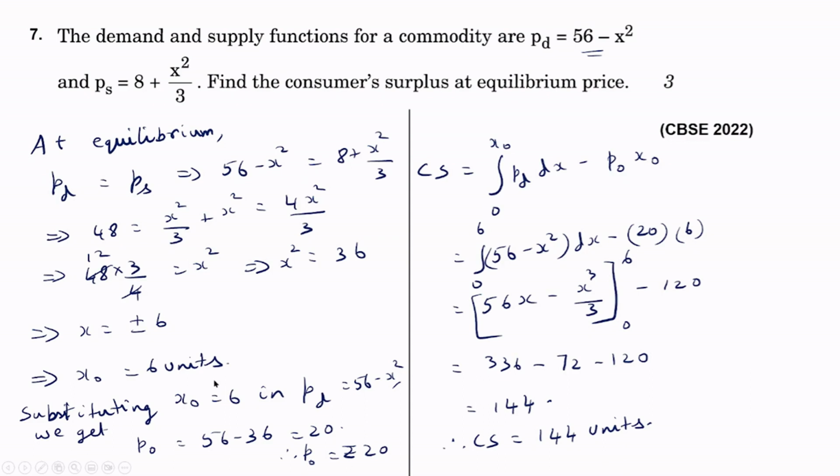So here finding x naught carries 1.5 marks. The remaining steps, writing the formula and the final answer, carry 1.5 marks.